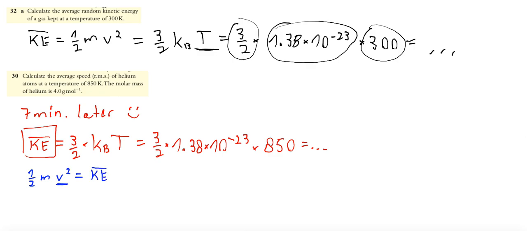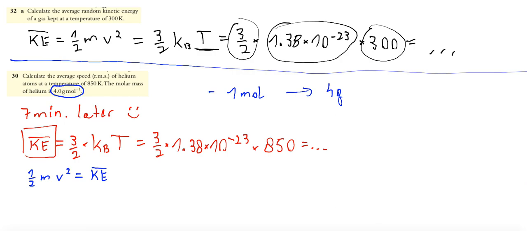Then to find v, you have to know two things. You have to know m, the mass of the molecule, and you have to know the average kinetic energy, which is given. So all you have to do at this moment is find the mass of one molecule of helium-4. We have one more parameter: 1 mole has a mass of 4 grams.